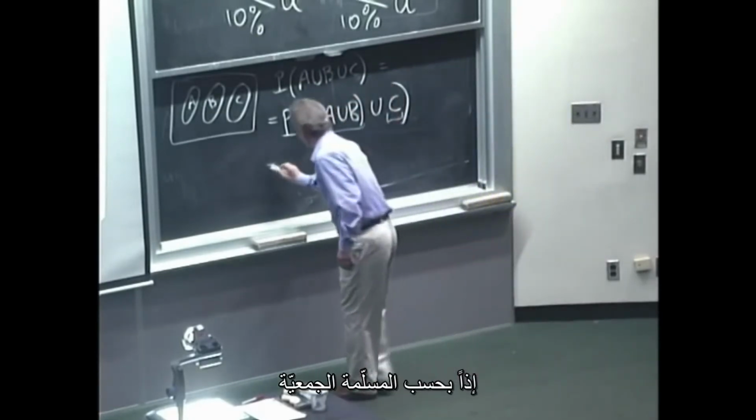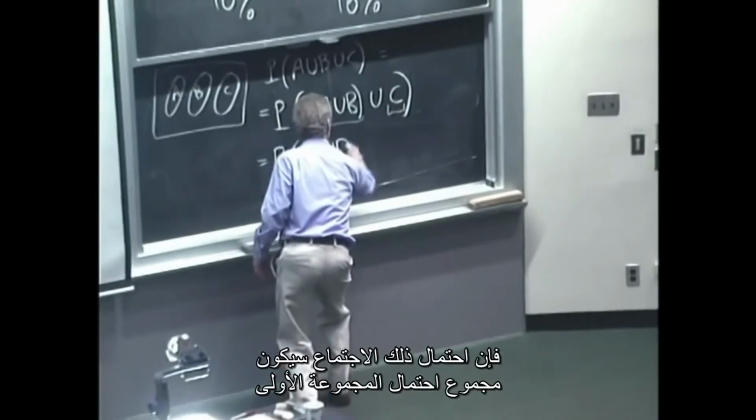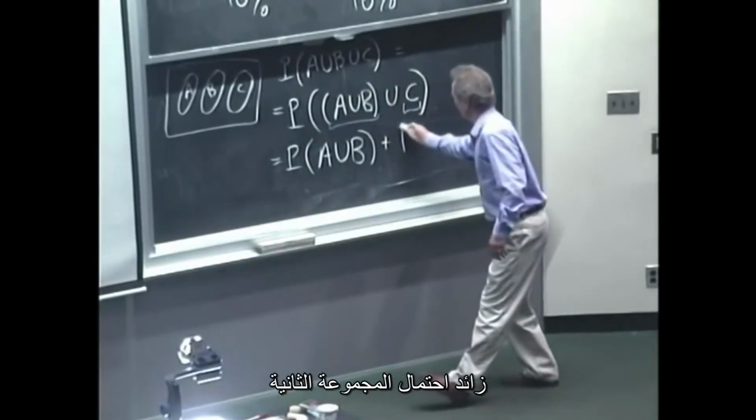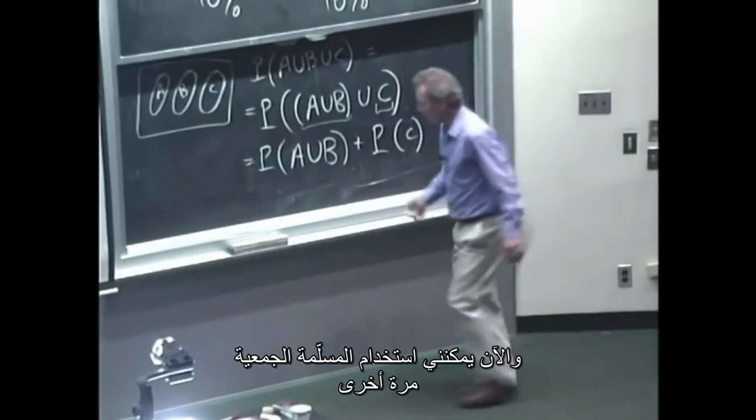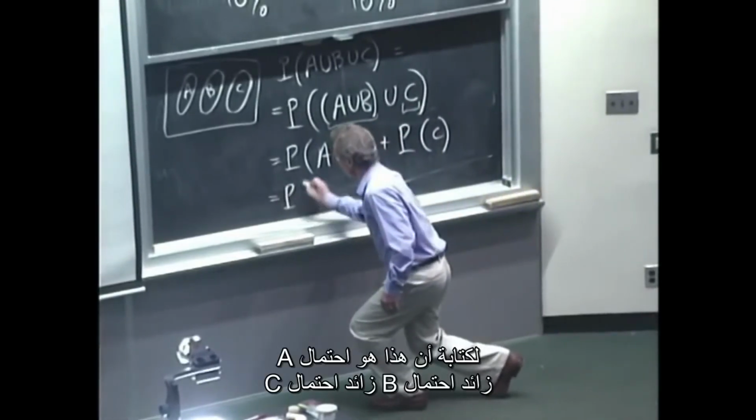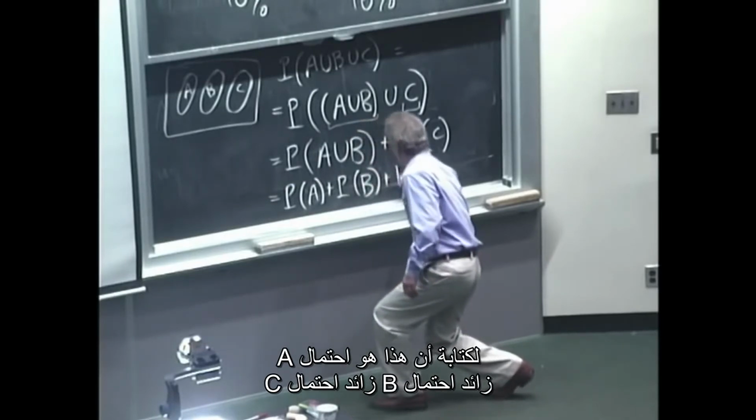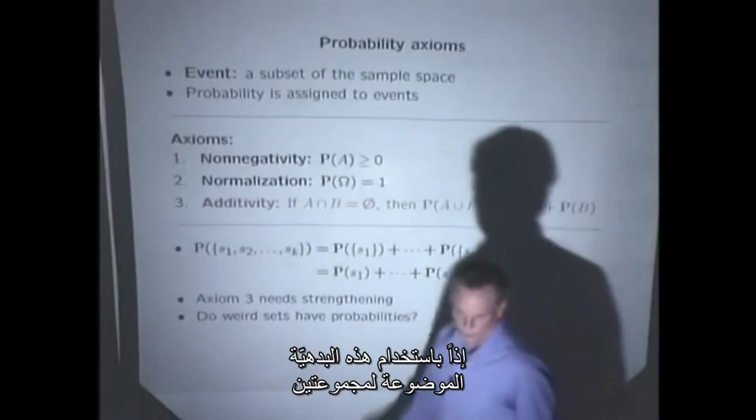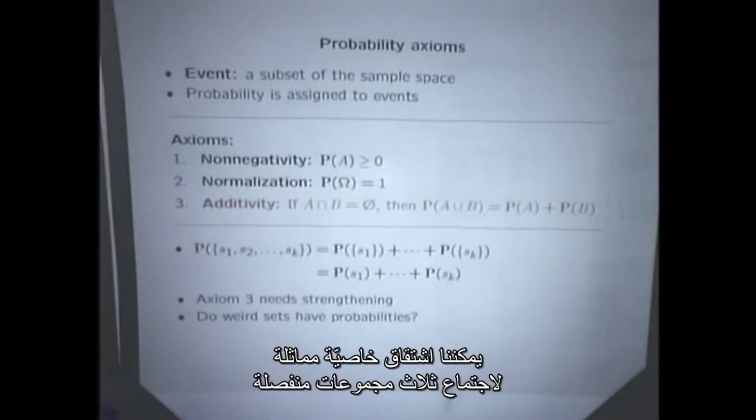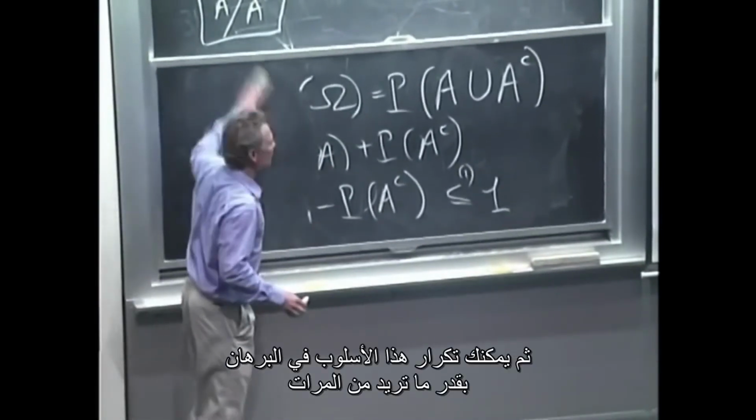So by the additivity axiom, the probability of that union is going to be the probability of the first set plus the probability of the second set. And now I can use the additivity axiom once more to write that this is probability of A plus probability of B plus probability of C. So by using this axiom, which was stated for 2 sets, we can actually derive a similar property for the union of 3 disjoint sets. And then you can repeat this argument as many times as you want.